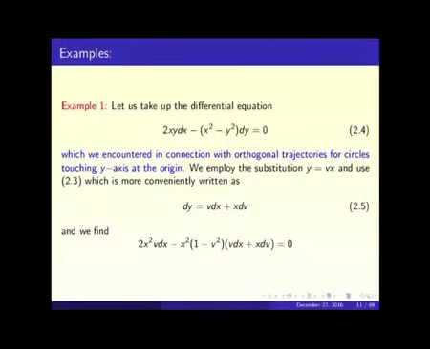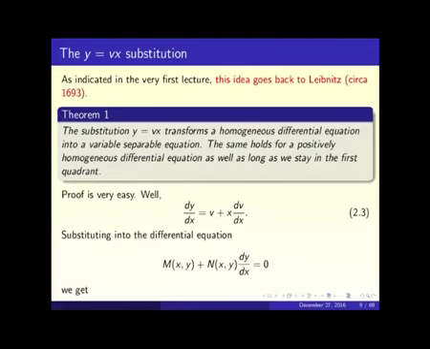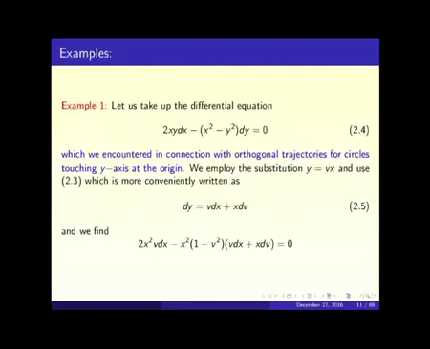We employ the substitution y equal to vx and we use equation 2.3. 2.3 says dy by dx is v plus x dv by dx. It is convenient to rewrite 2.3 in a much easier form, dy equal to v dx plus x dv. Just write dy as v dx plus x dv. Just for simplicity, it's much easier to do so, at least in writing.